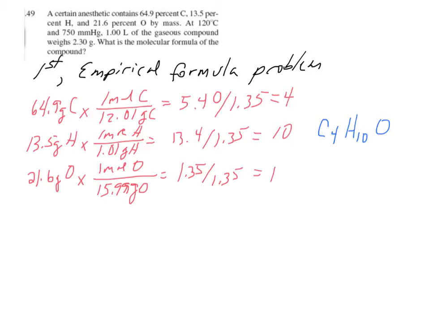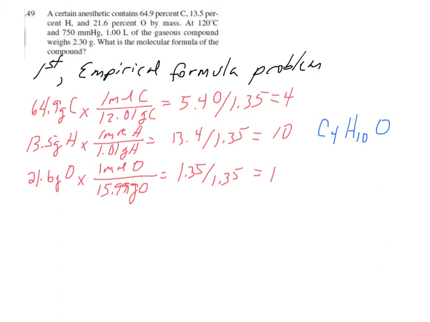And once we've done all that work, 64.9 grams of carbon, 13.5 grams of hydrogen, 21.6 grams of oxygen, we convert those into moles of each, divided by the smallest number of moles, in this case the 1.35 moles from the oxygen. And that gives us a ratio of 4 carbons to 10 hydrogens to 1 oxygen, or C4H10O. So that portion is strictly an empirical formula problem, just like we've done before.